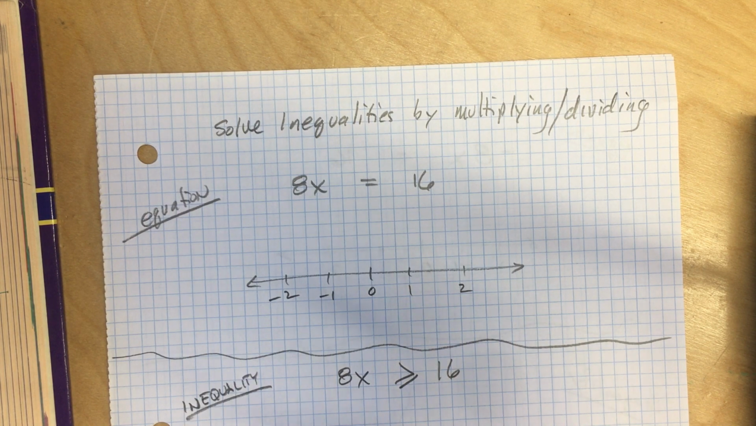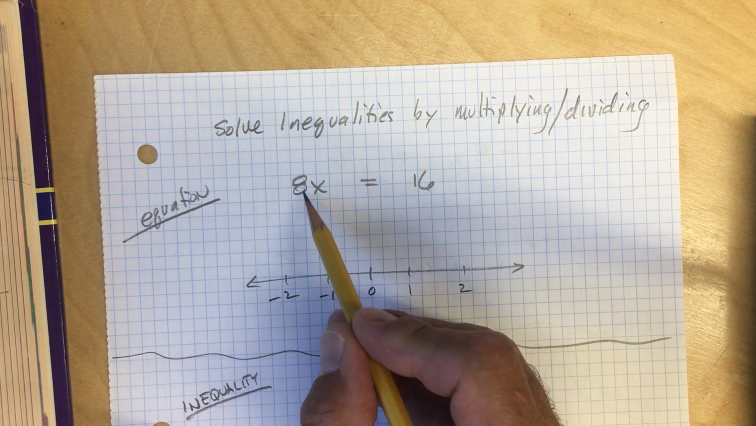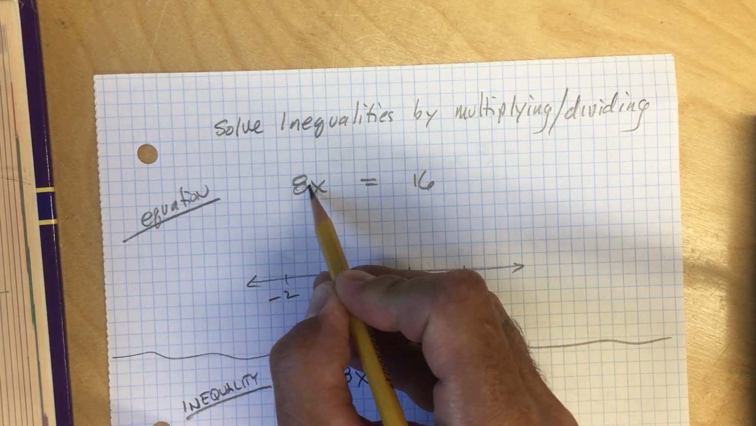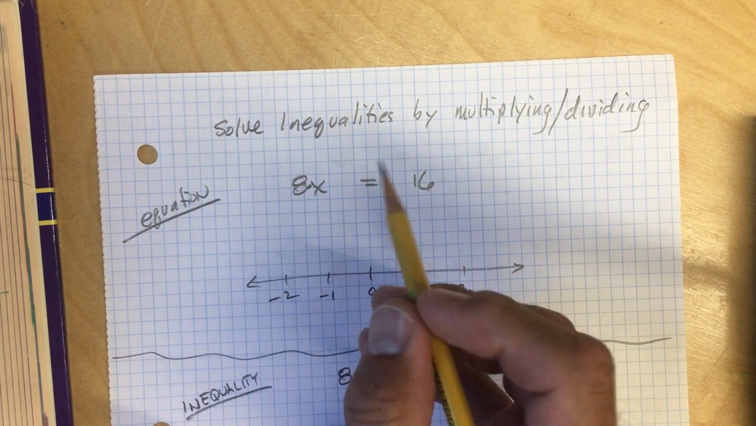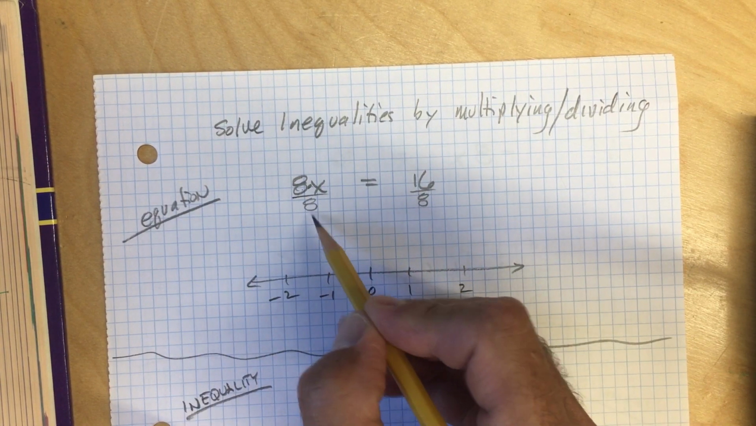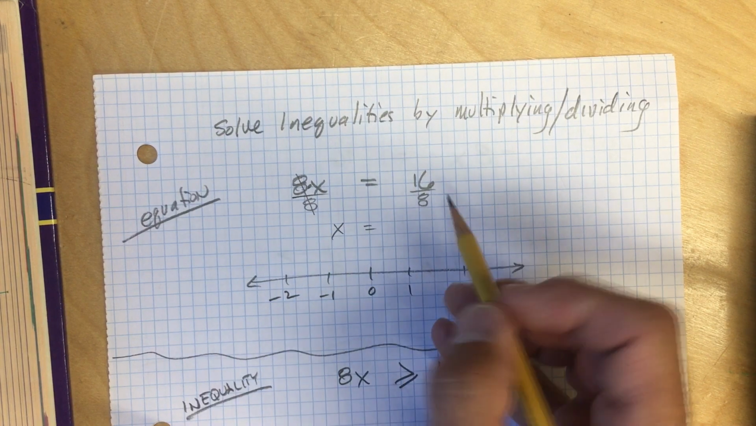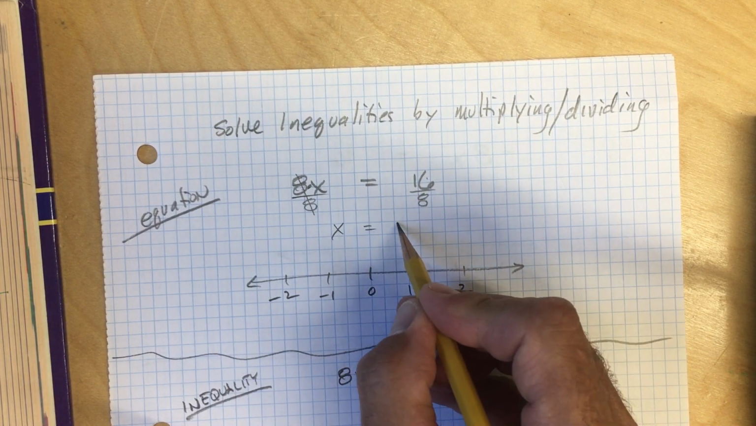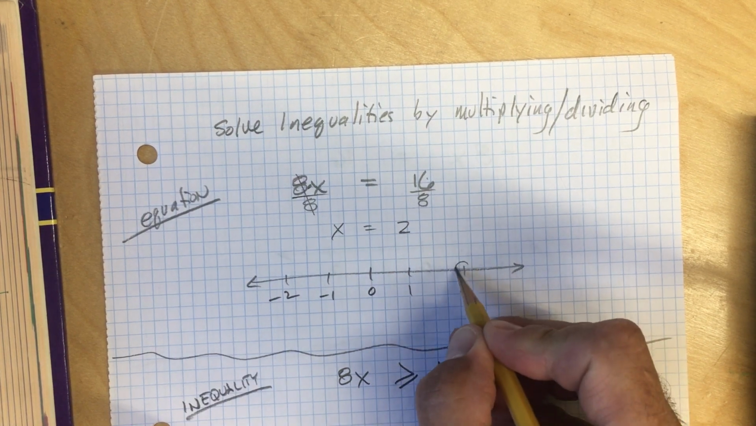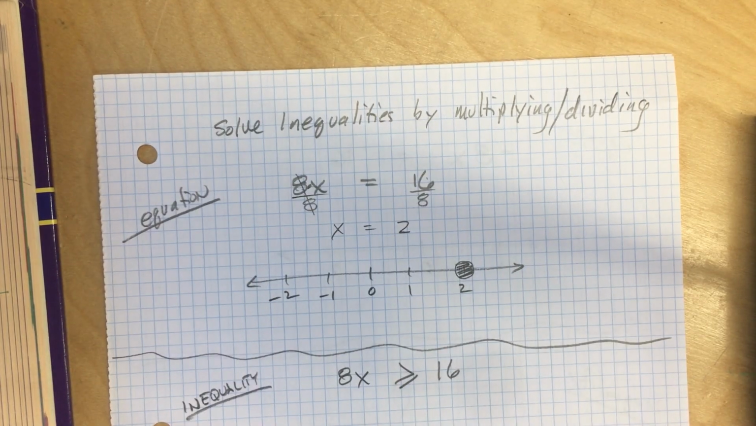All right, so let's go back to equations. If we have an equation like this one where we're multiplying 8 times x equals 16, what we want to do to get the x by itself is do the opposite operation, which is divide. So 8 divided by 8 is 1 times x is x. We have the equal sign. 16 divided by 8 is 2. And the way that you would draw that in a number line is a filled in circle at 2.